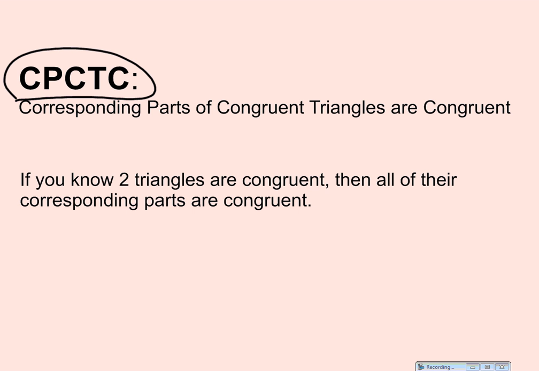CPCTC. You only have to read it a couple times to know what it means, but here's kind of what it's saying. Corresponding parts of congruent triangles are congruent. If you know two triangles are congruent, then all of their corresponding parts are congruent. All right, so let's kind of go back.